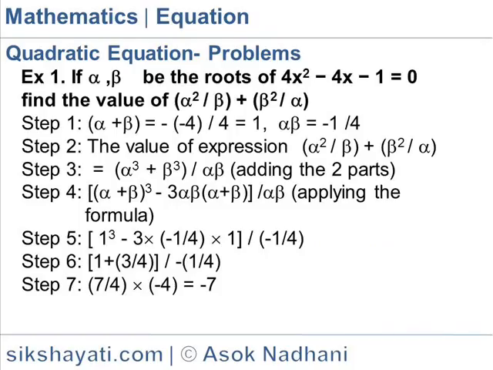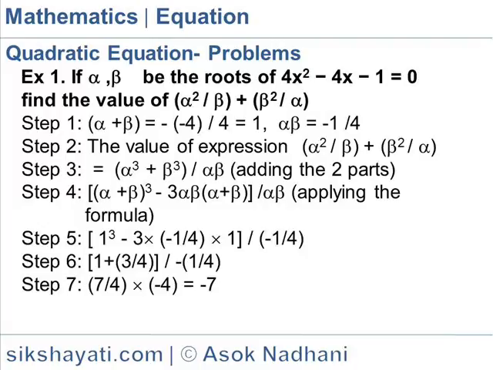Quadratic equation. If alpha, beta are the roots of 4x square minus 4x minus 1 is equal to 0, find the value of alpha square by beta plus beta square by alpha. Step 1. Alpha plus beta is equal to minus of minus 4 by 4, which is equal to 1. Alpha beta is equal to minus 1 by 4.